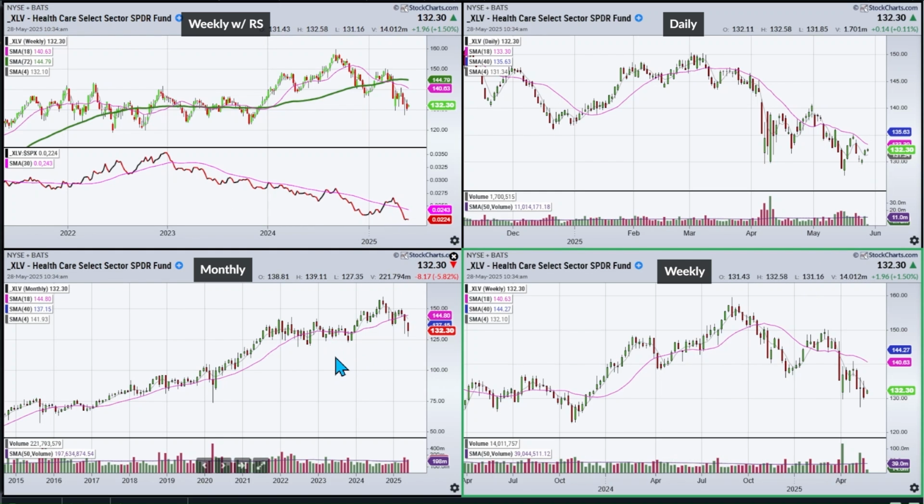Now, there's a few stocks that I'm following. If you're stock picking, you can find a few that look pretty attractive. But by and large, this sector does not look all that great.